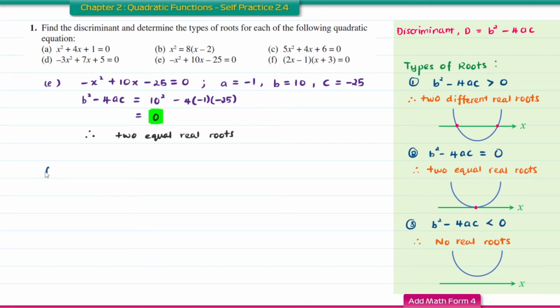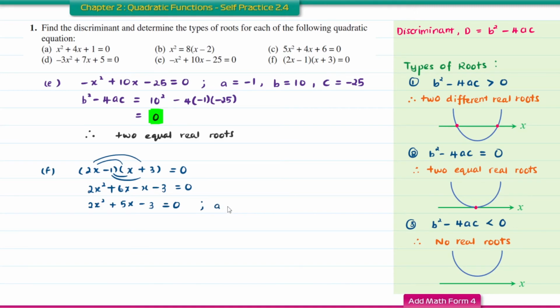Now, question F. 2x minus 1 and x plus 3 equal to 0. So first we're going to expand this. You're going to get 2x squared plus 6x minus x minus 3 equal to 0. So let us solve for the like terms. You're going to have 2x squared plus 5x minus 3 equal to 0. From here we know that a is equal to 2, b equal to 5, and c equal to negative 3.